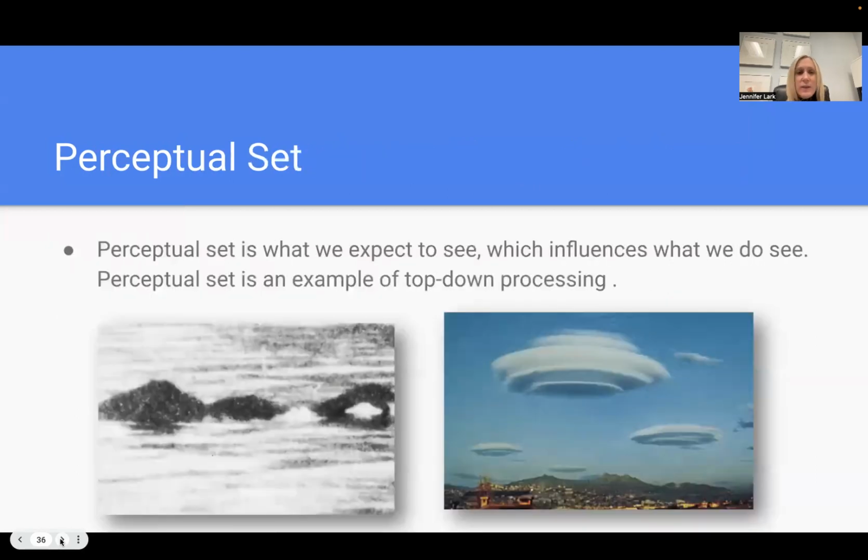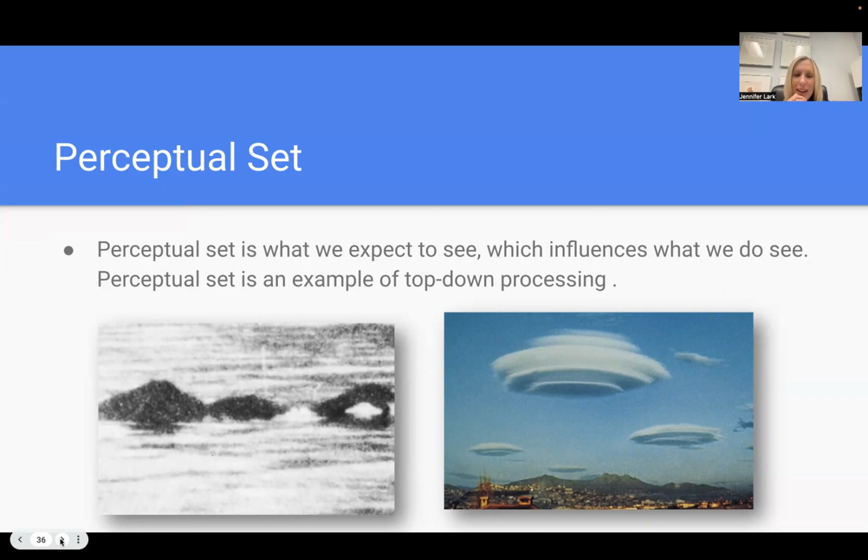Okay, last little bit of information for today is the idea of perceptual sets. And so we've talked about top-down processing. And when we talk about top-down processing being prone to error or just differences in human opinion, a perceptual set is what we expect to see when we're perceiving information, and that influences what we do, in fact, see. Perceptual set is an example of top-down processing.